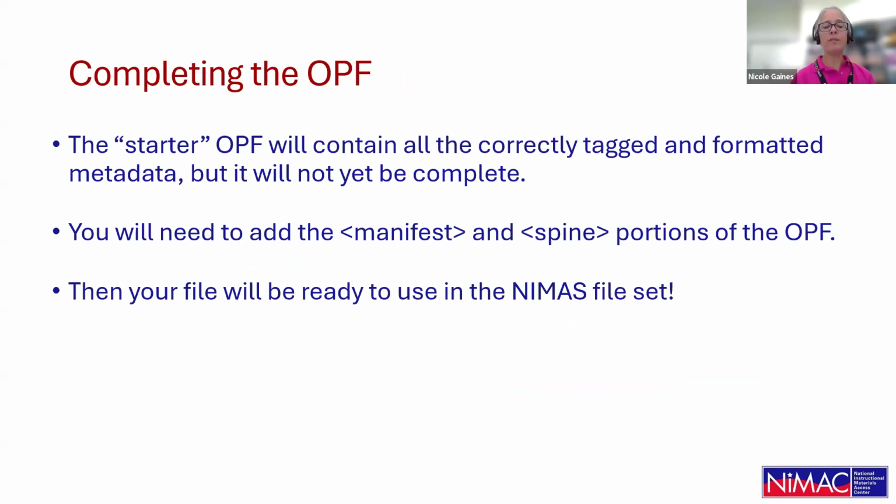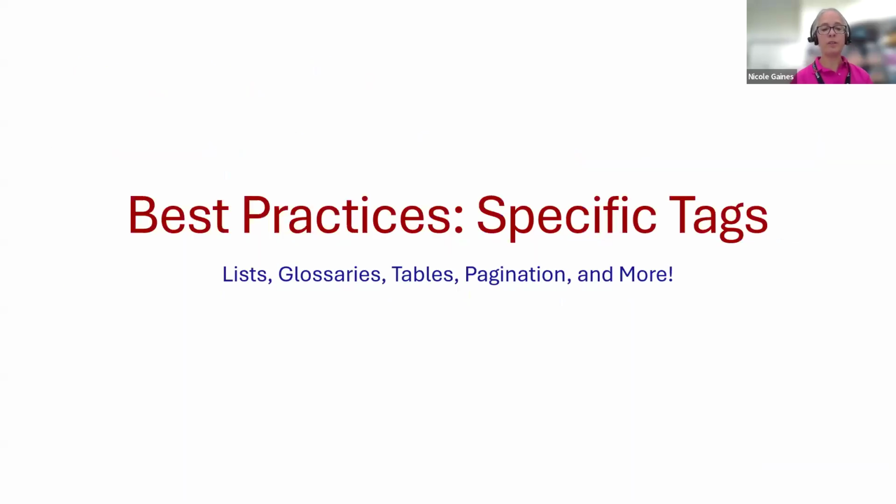If you do decide to give it a try, what you will find is that those starter OPFs that you are emailed by the system will have all of the metadata correctly tagged and formatted, but you will still need to add the manifest and the spine portions of the OPF. But once you've done that, the files will be ready to use in your NIMAS fileset. And again, as always, if you have any questions, please feel free to reach out.